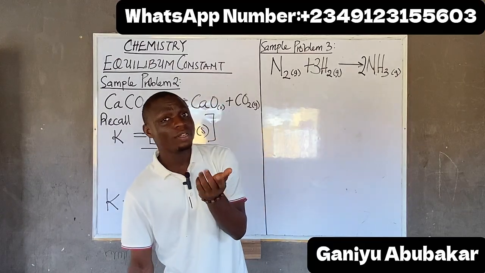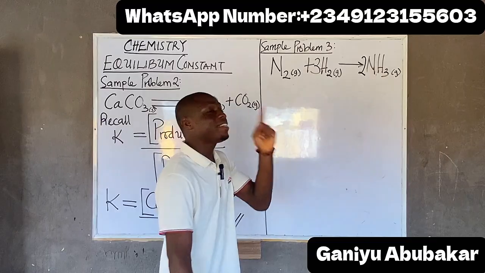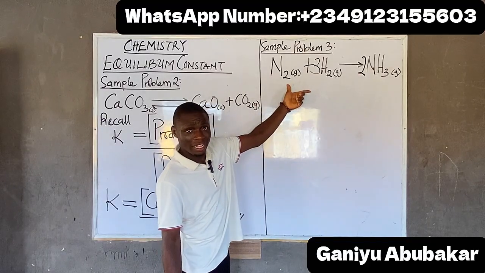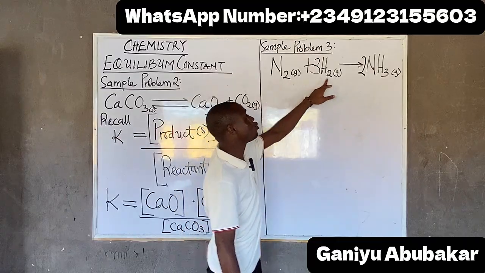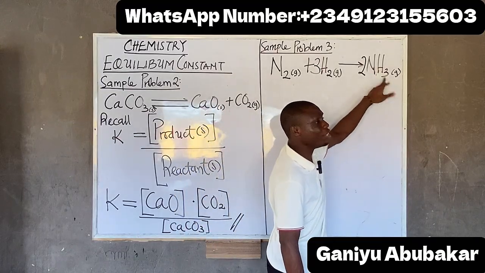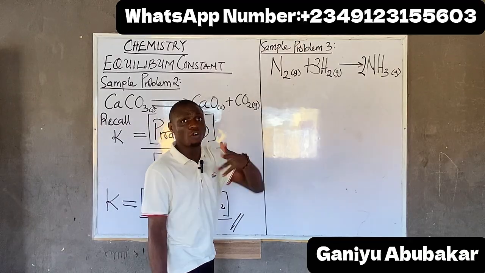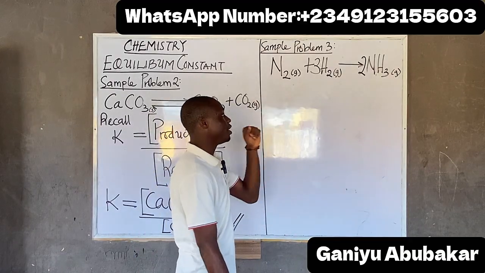For clarity, as you are writing, first things first, write out what I gave you initially, before this answer. I gave you N2, H2, and NH3. Write that one first. You now come down and write this answer to avoid confusion, right? So this is my balanced equation.